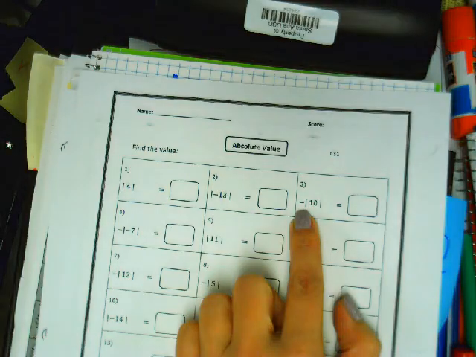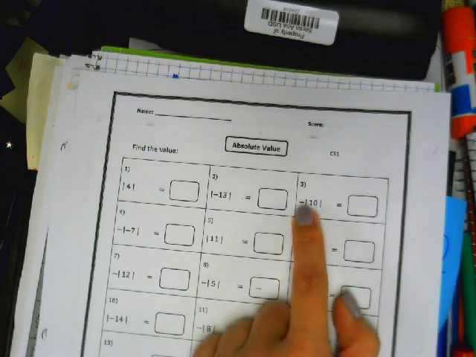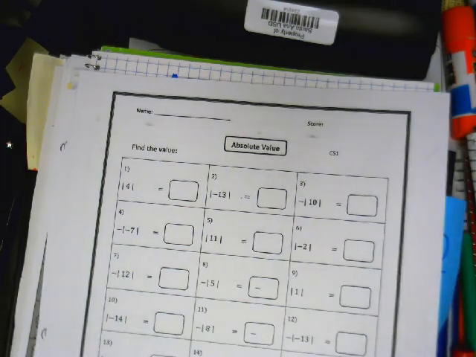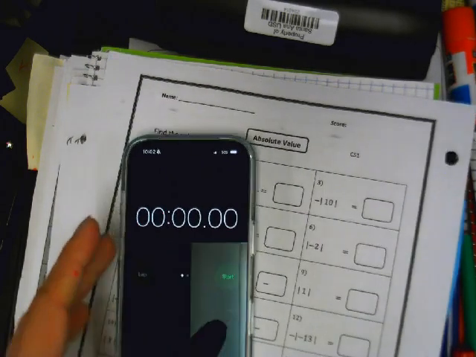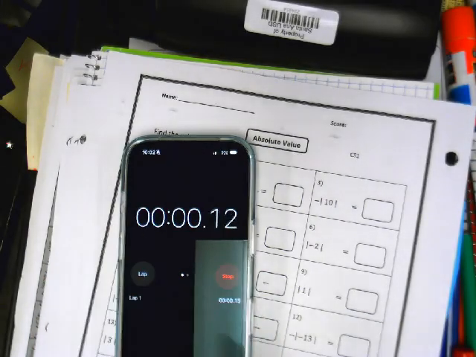Do you notice that the negative is outside? Yeah. That's when your answer is going to be negative, like number 3. The negative is outside. No, cheater. Relax. I haven't even started. All right. Make sure you look up at the time. Ready, set, go.